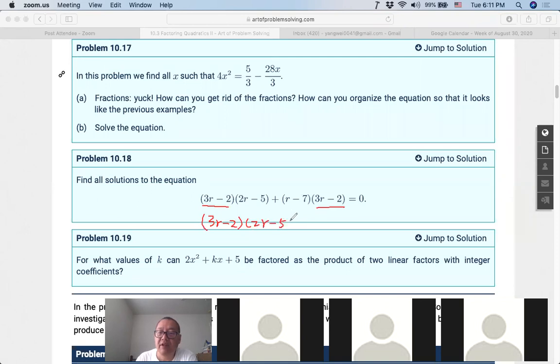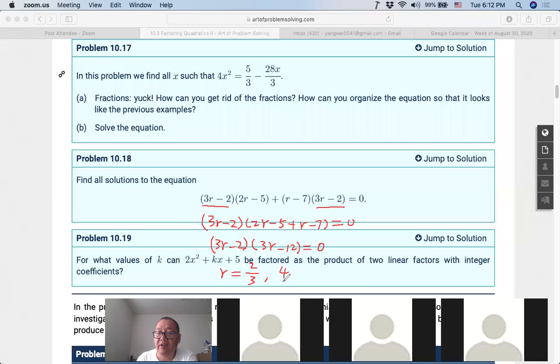Then plus r minus 7, this one equals 0. Okay, so then we got this one, 3r minus 2, then times 3r minus 12. This one equals 0. So to make this product of binomials equal 0, r should equal 2 over 3 and 4.